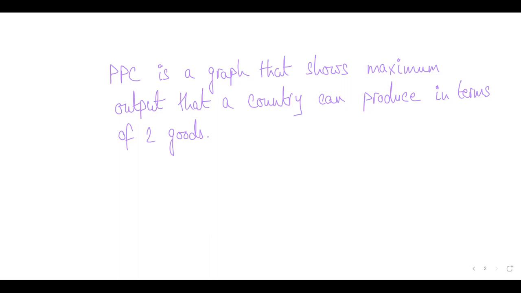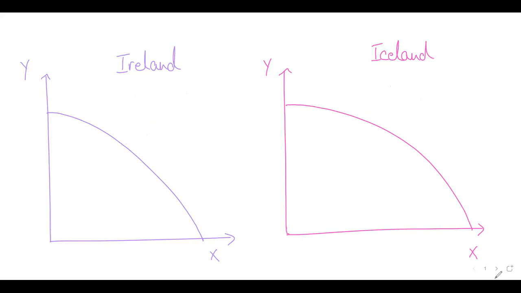A rightward shift for Iceland and a leftward shift of the PPC for ROI. Okay, think about this. Now this is where it becomes interesting. Think about it, Abdurrahim. A rightward shift means that you have discovered more resources.